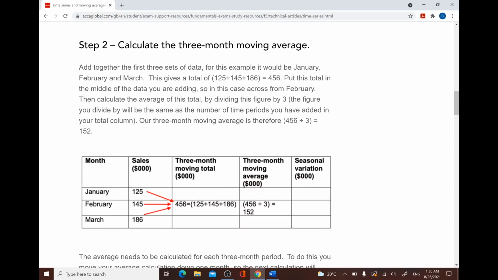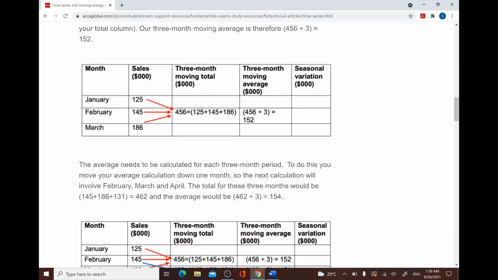Now, in order to calculate the 3 months moving average, let's have a look at these. So 1, 2, 3 added up, and that's going to be 4, 5, 6. And that's a moving total. In order to get the moving average, you just have to divide by 3, and you're going to get 152. You see that? So this is the trend, which is the T, and this is the sales, which is the Y. So when you have Y, you have T. Later on, we can calculate the seasonal variation.